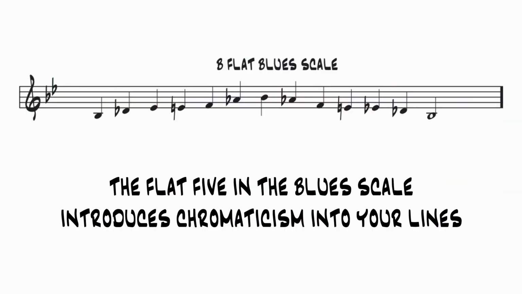Adding the sharp 4 or the flat 5 to the minor pentatonic scale turns it into a blues scale. Just as when we use this scale on the blues, this note adds a strong color and it introduces chromaticism into your lines.